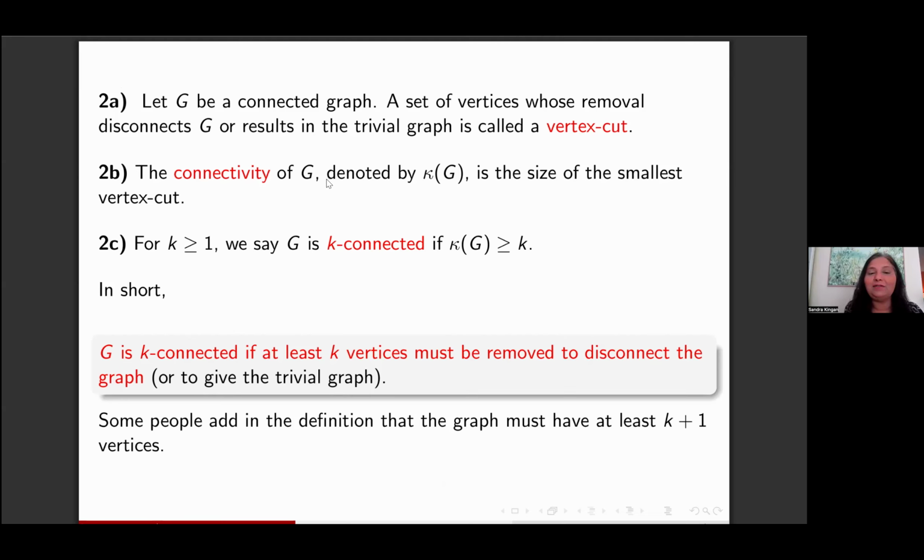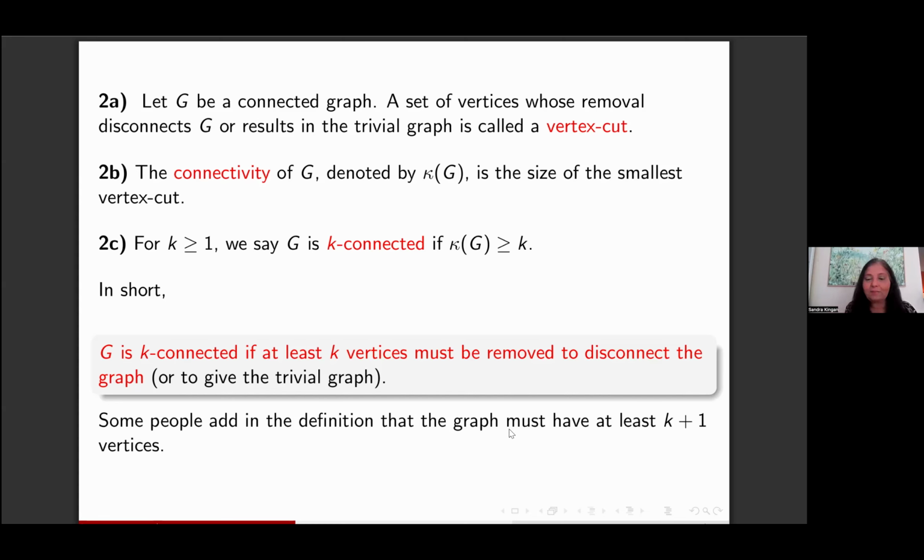The connectivity of G, kappa(G), is the size of the smallest vertex cut. So the smallest vertex cut in your graph is the connectivity, and we say G is k-connected if kappa is at least k. So all of that, in short, G is k-connected if at least k vertices must be removed to disconnect the graph. If you're thinking about K_n, then you remove n minus 1 vertices, and you've got the trivial graph. So just for that sake, we have an extra clause over there, which you can forget about.